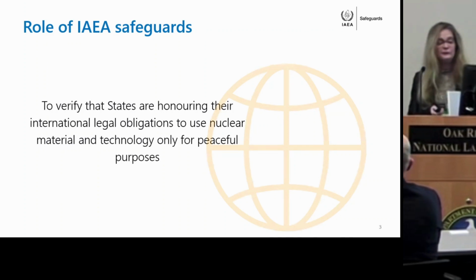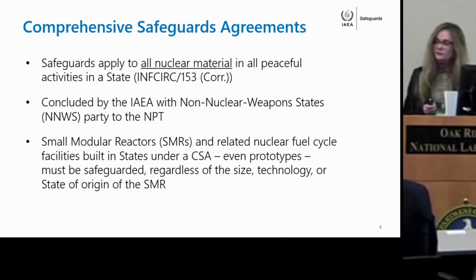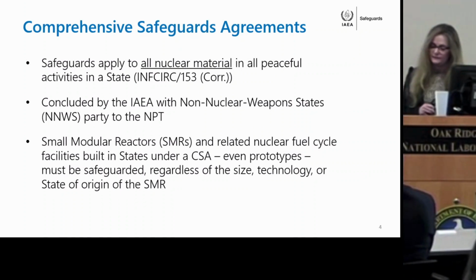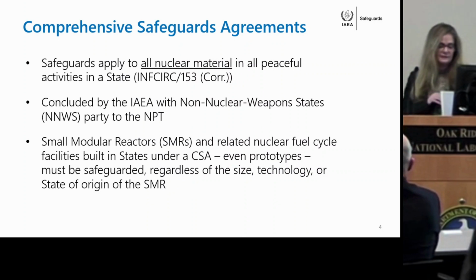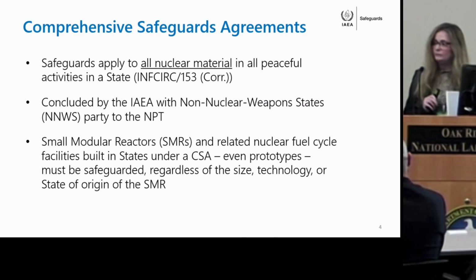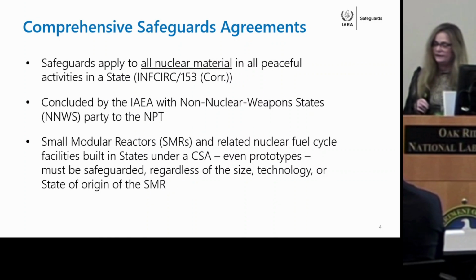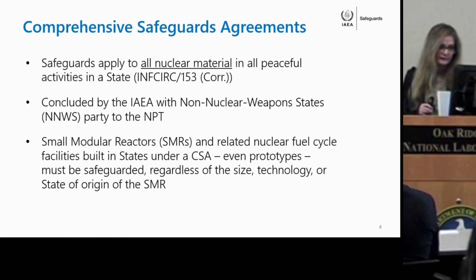And so how do we do that? We do that once a state concludes their NPT agreement with member states. They have an obligation to conclude a safeguards agreement with the IAEA to verify that they're meeting their obligations under the NPT.